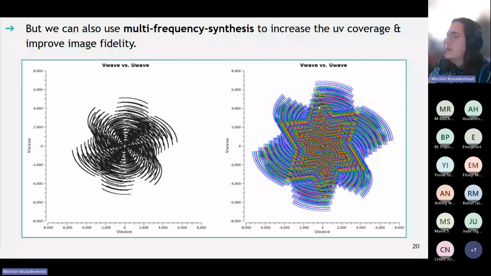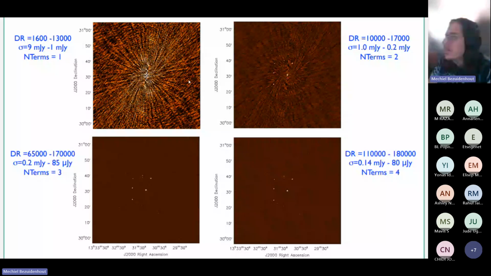So this is an example of an image produced using different numbers of frequency channels. On the top left, this number of terms equals 1, meaning there's only a single frequency channel. And then there's 2 channels and 3 channels and 4 channels. And in each case, because we're sampling more of the UV plane, it gets rid of a lot of these artifacts around the image, and we get a greater dynamic range, or greater sensitivity.